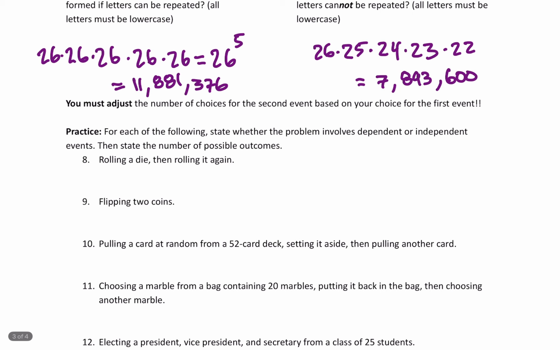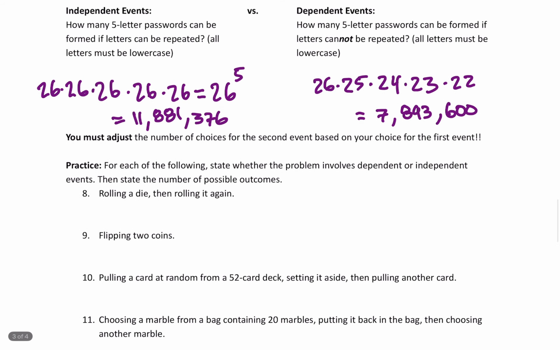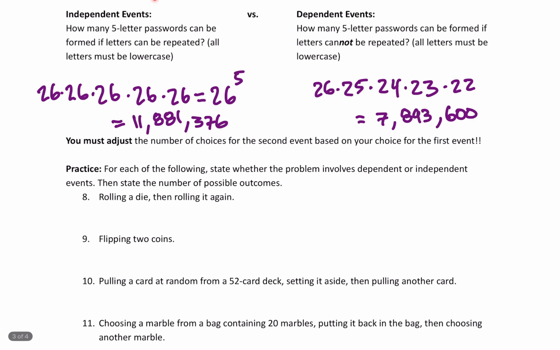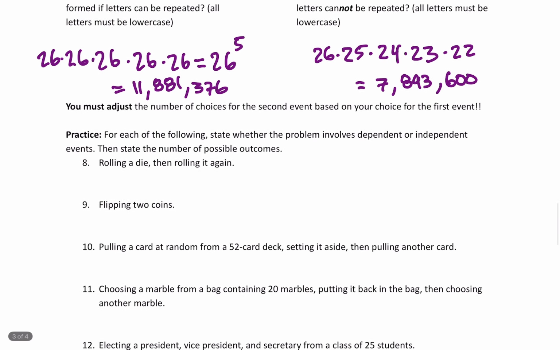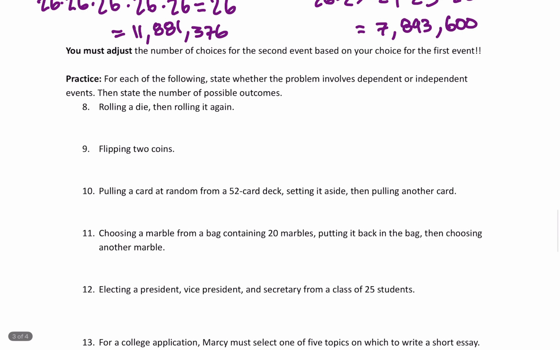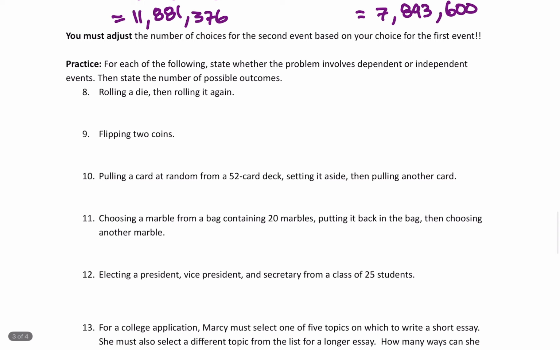So you must adjust the number of choices for the second event based on the choice of your first event. That's what makes this example a dependent versus an independent like the first one. So for each of the following, we're going to just choose whether it's dependent or independent. So for we roll a die, and then we roll it again. Well, the first time I roll it, I get a number, and then the second time I can still get that exact same number, or I can get another one. So this is going to be independent.